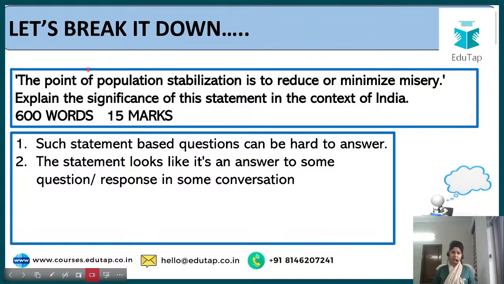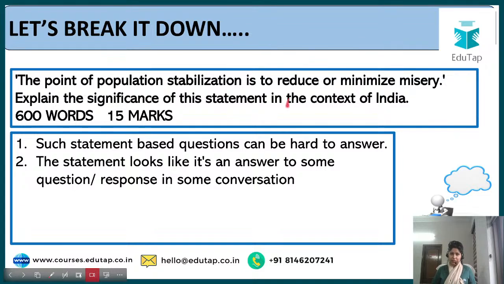The statement looks like an answer to some question, or a response in some conversation. Look at the statement again. If a conversation is happening, then the statement appears like an answer to a question which has been asked, or one of the answers that has been given by one of the two people in a conversation. So it's not a very objective question. It has subjectivity to it, and the toughest part of this answer, the biggest challenge, is going to be deciphering the question and what the question is asking you to do.